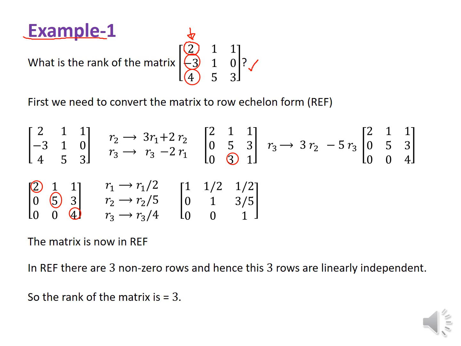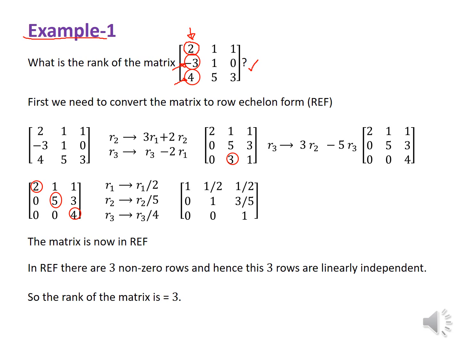That means we will make the first element of second row 0 and we will make the first element of third row 0. So to make the first element of second row 0, we will calculate first row and second row as we are making 0 elements under the leading element of first row. Also to make the first element of third row 0, we will calculate third row with first row as we are making 0 elements under the leading element of first row.